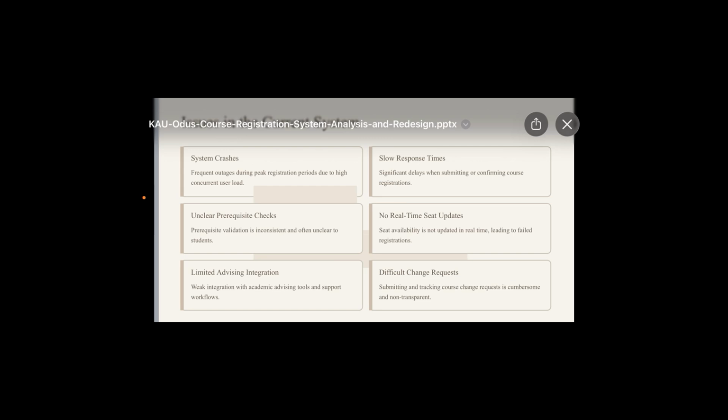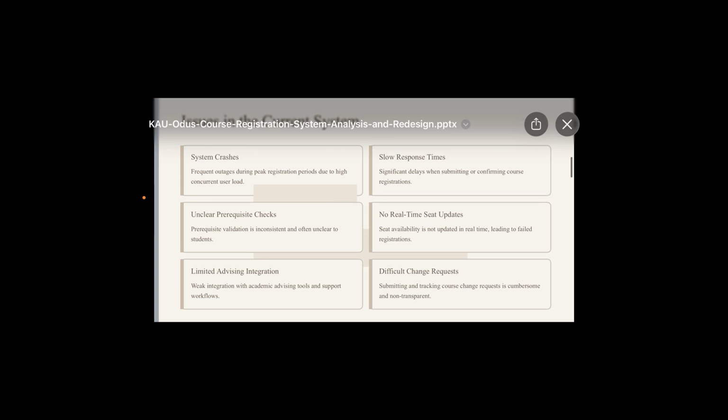Fourth, no real-time seat updates. Seat availability is not updated in real time, leading to failed registrations. Fifth, limited advising integration, weak integration with academic advising tools and support workflows. Last but not least, difficult change requests. Submitting and tracking course change requests is cumbersome and non-transparent.